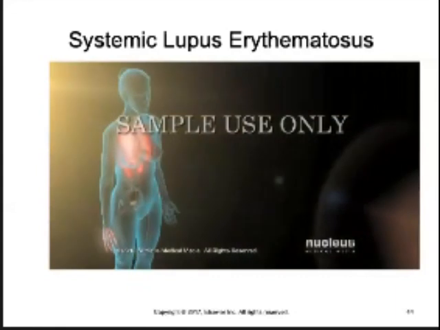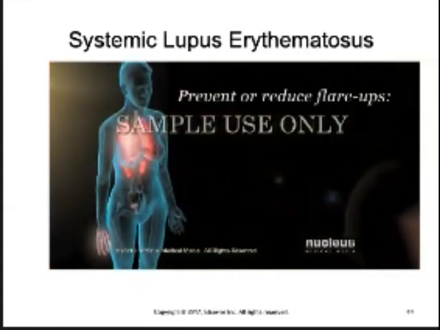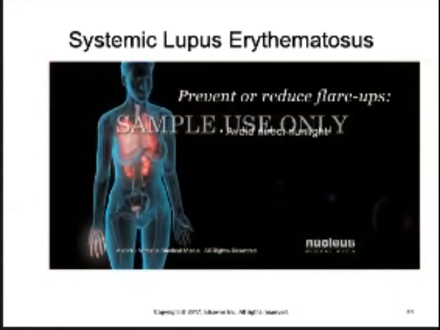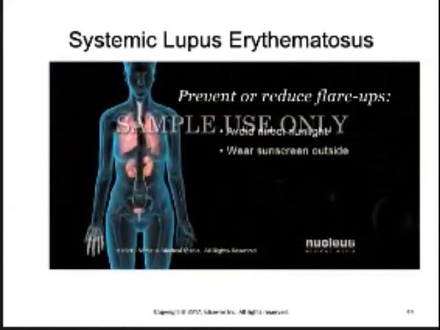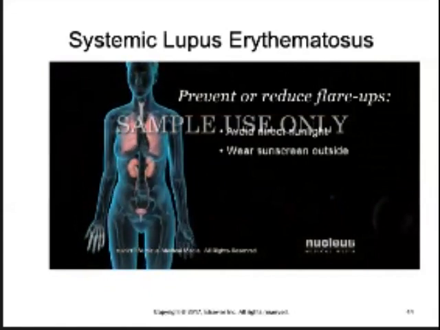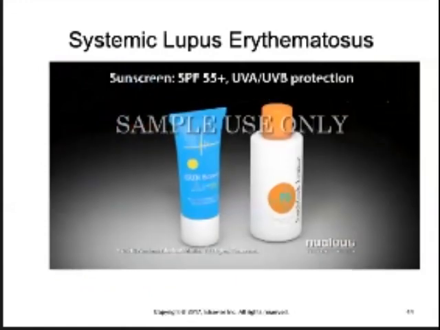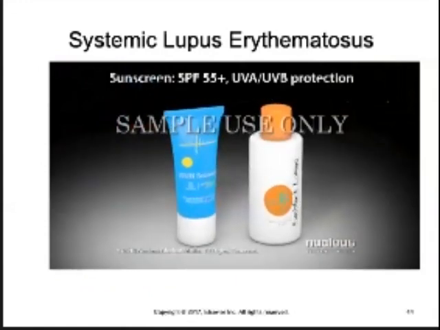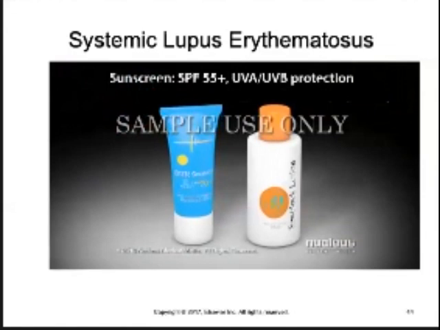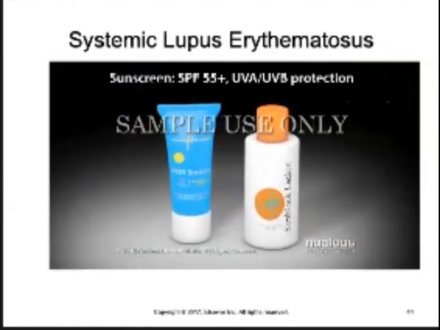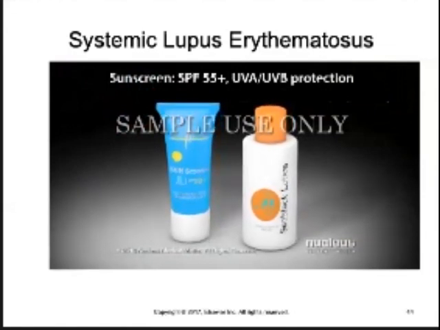There is no cure for lupus. However, you may prevent or reduce flare-ups by avoiding direct sunlight and wearing sunscreen outside. Sunscreen should have a sun protection factor of 55 or greater and block both ultraviolet A and ultraviolet B radiation.